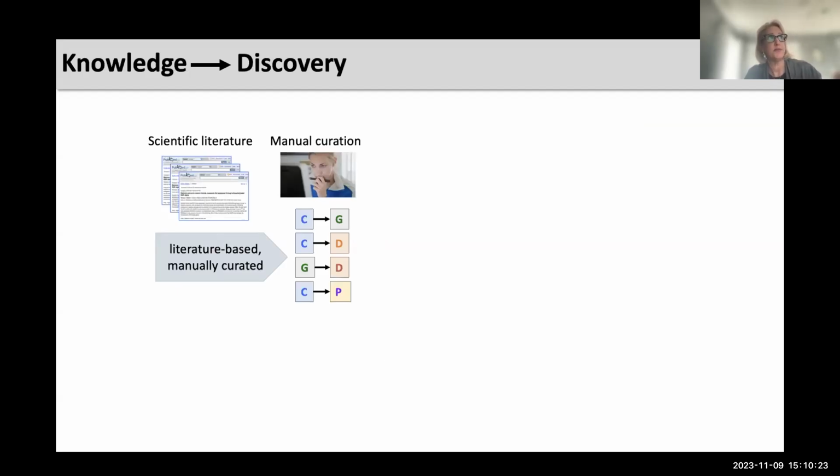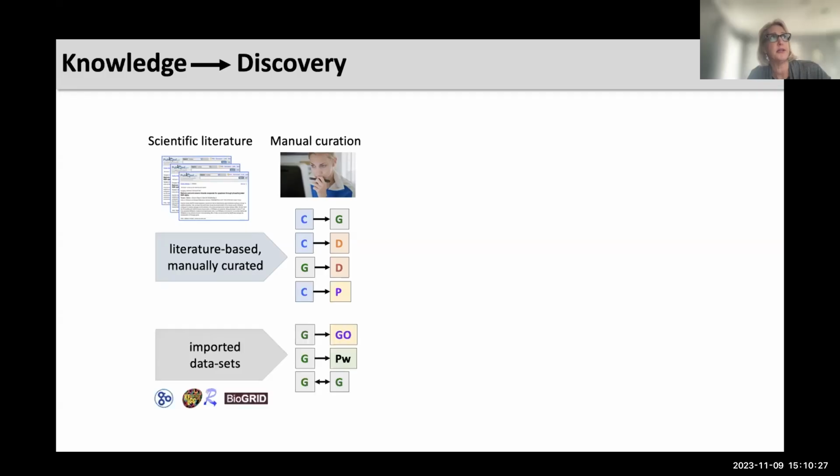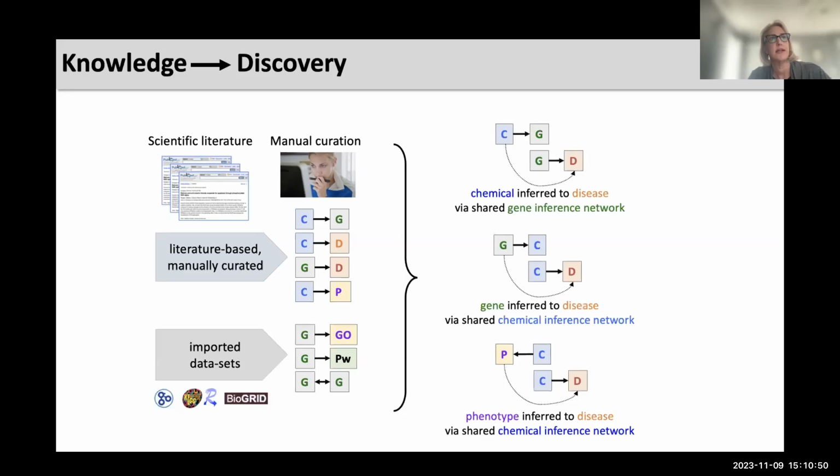We capture this information, as I said, from the scientific literature that's manually curated with the help of some text mining and triage tools that we've developed. We also import a number of other public data sets, so things like Reactome pathways, Gene Ontology information, to fill in some other gaps and not be redundant with other existing resources. And then the power really comes in the integration of this information.